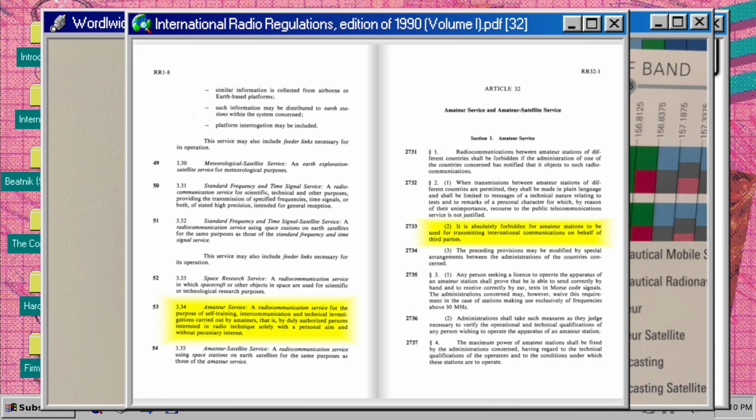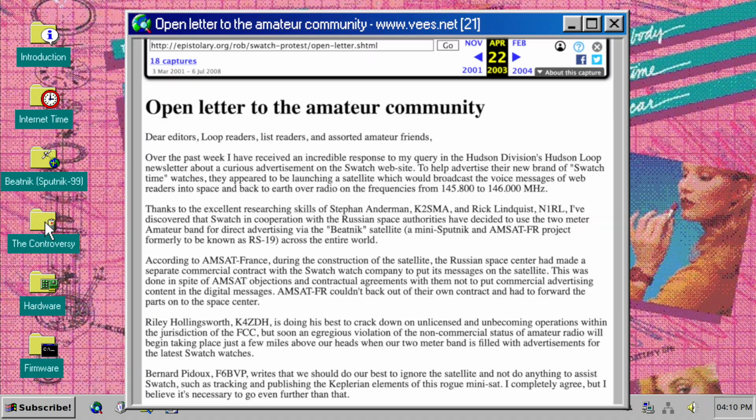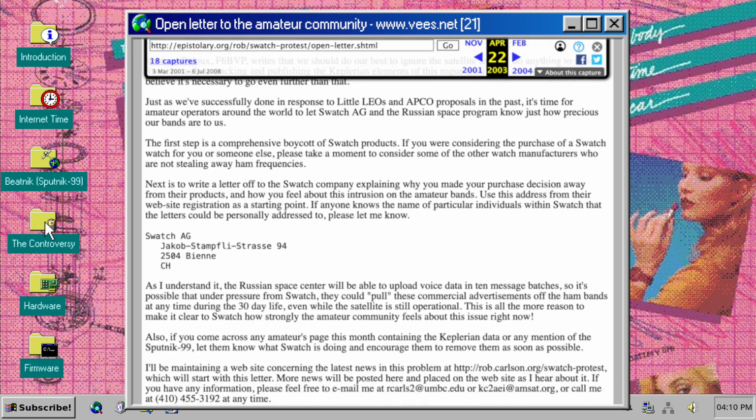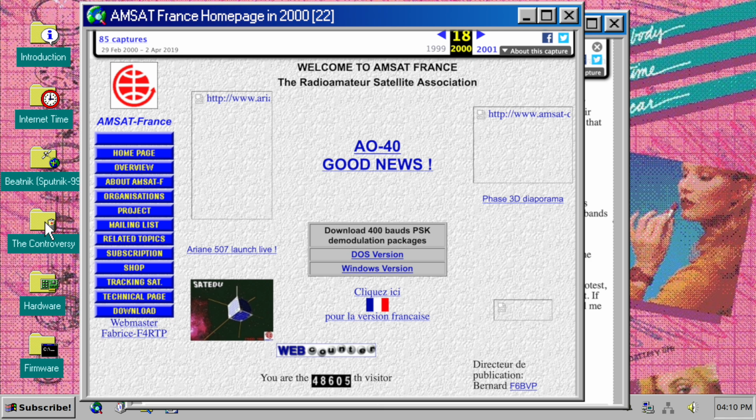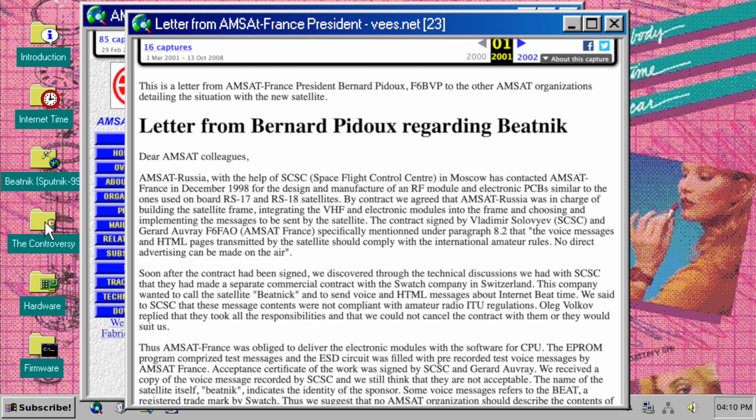Amateur radio operators caught on fast. Rob Carlson was the first to publicly call out what Swatch was doing. In an open letter, he urged amateur radio operators around the world to boycott Swatch products and to send letters to the International Telecommunications Union. As the outrage grew, AMSAT Friends, the non-profit organization that built the satellite's electronics, issued a public apology.